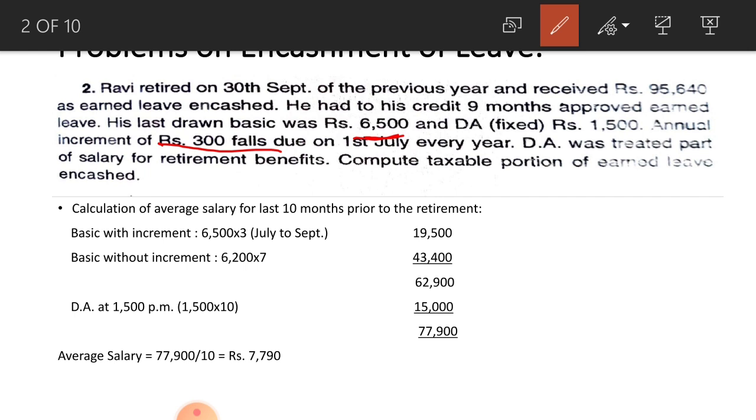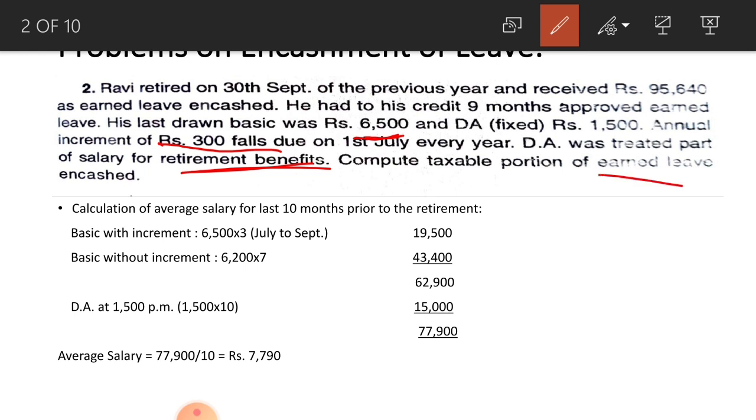Next, DA was treated as part of salary for retirement benefits. Only if they mention that DA is treated as retirement benefits can you consider that DA for the calculation of salary. If they are not mentioning this point, that is, as retirement benefit, you should not consider DA. Only basic is considered for the calculation of average salary of 10 months. Here you can consider DA for the calculation of your salary. Compute the taxable portion of earned leave encashed.